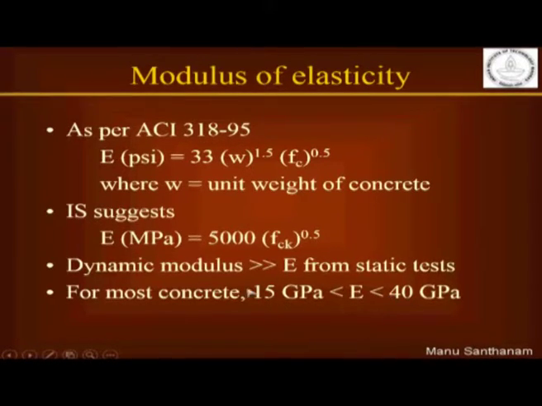For most concrete, modulus is between 15 and 40 gigapascals. Okay, for very low strength concrete, we are close to 15, and for very high strength concrete, we are in the range of 40 and above.